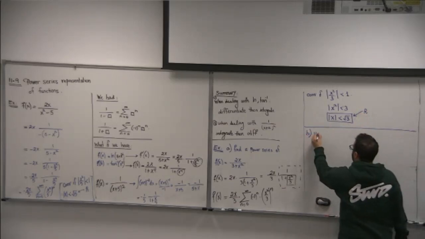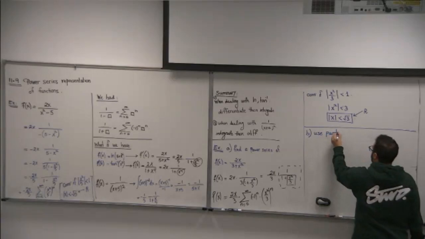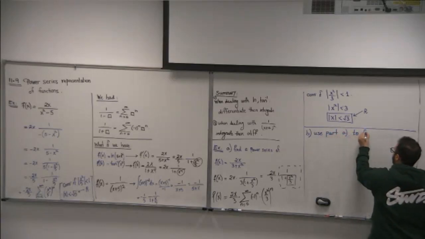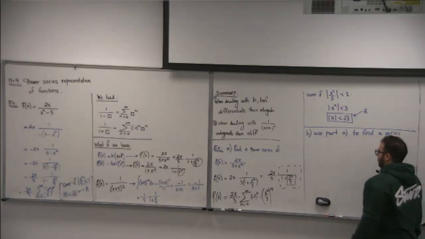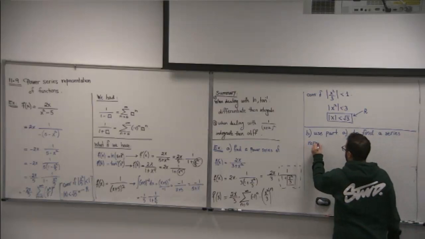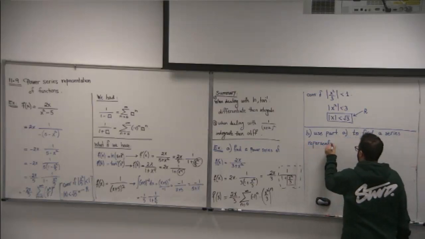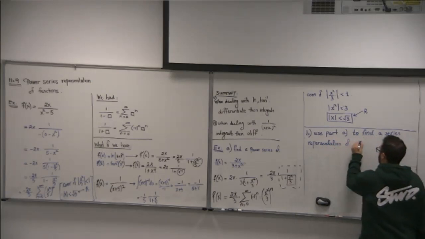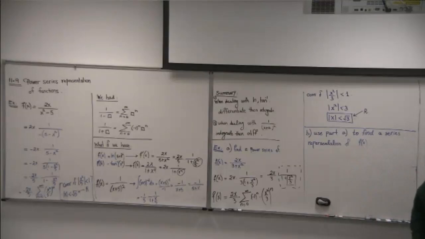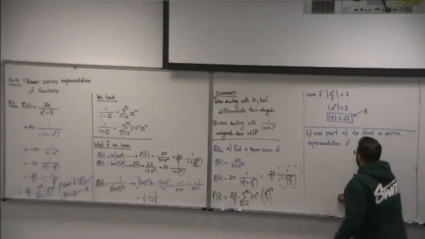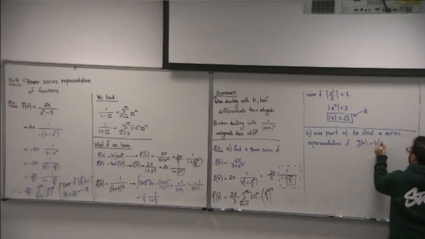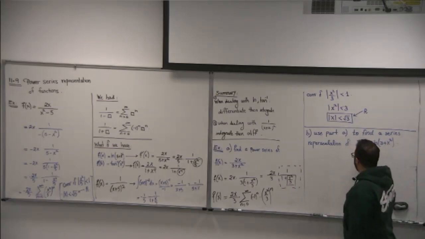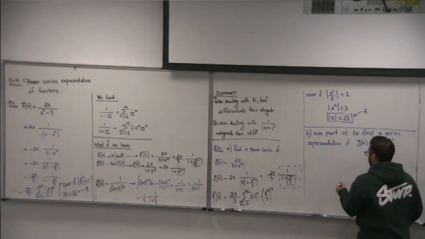Part B. Use part A to find a series representation of f of x. They call it f of x. We call it g of x just to distinguish better. g of x equal ln of 3 plus x squared. In ln, I have to differentiate to reach this form, right? So let's take the derivative now.